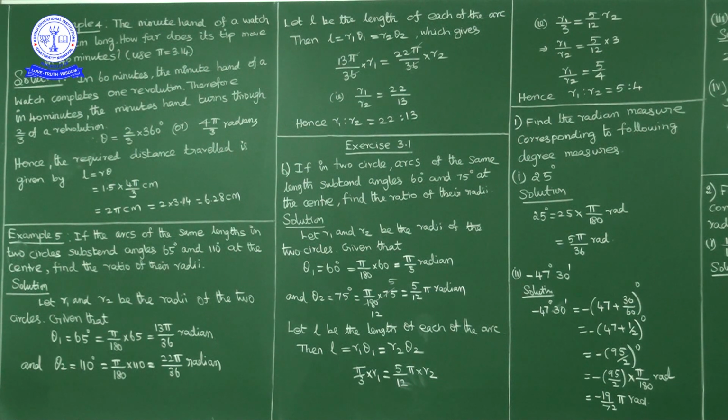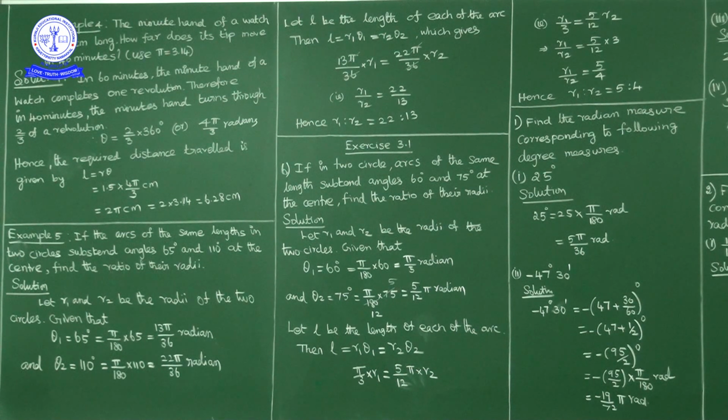In last class we discussed mainly about degree measure and radian measure. How to calculate angle we discussed, and degree measure and what is radian measure, and relationship between degree measure and radian measure. So what is important point I told you to remember? Pi is equal to 180 degrees. Pi radians is equal to 180 degrees.